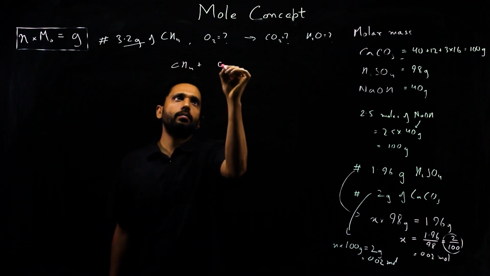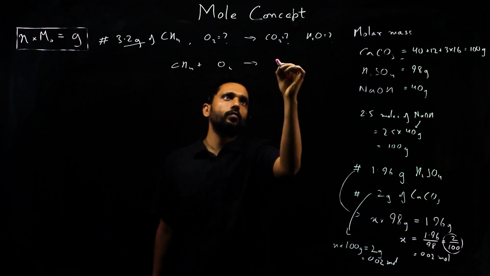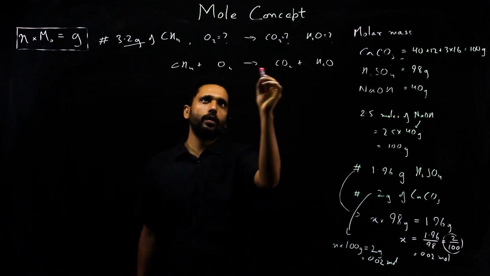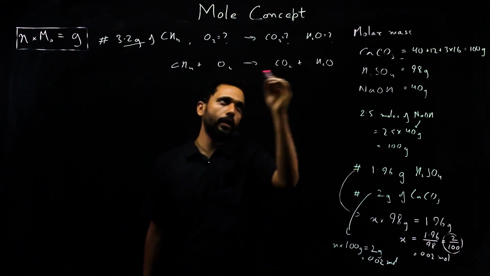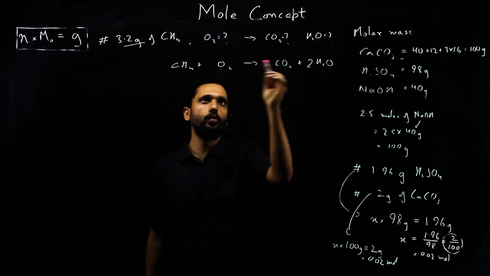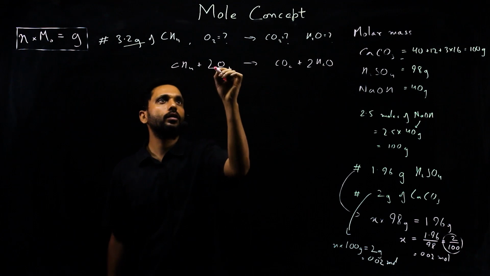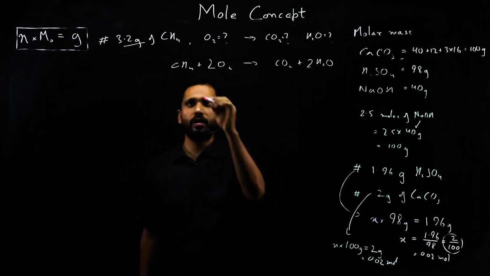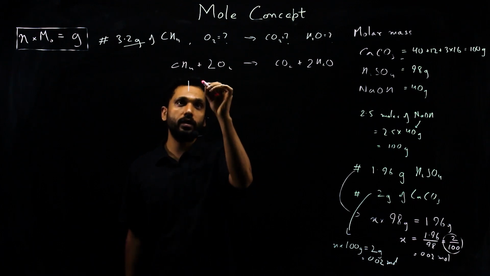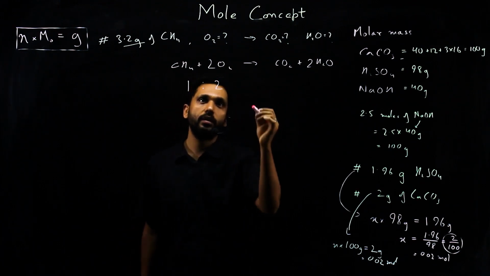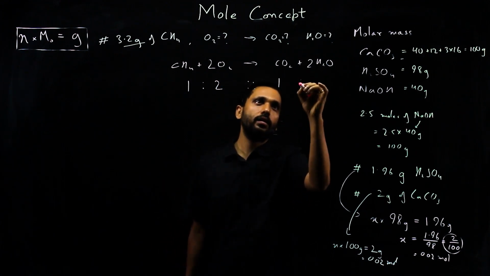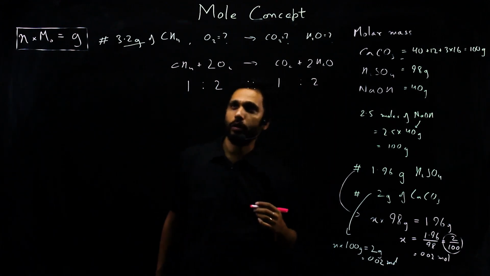Let us quickly write the balanced reaction of methane combusting with oxygen. You have 1 carbon, you have 4 hydrogens, so 2 H2O, so that makes your oxygen 4, so that is 2O2. So what do we get over here? We get that 1 mole of methane, or 1 molecule of methane, reacts with 2 molecules of oxygen to produce 1 molecule of carbon dioxide and 2 molecules of water.